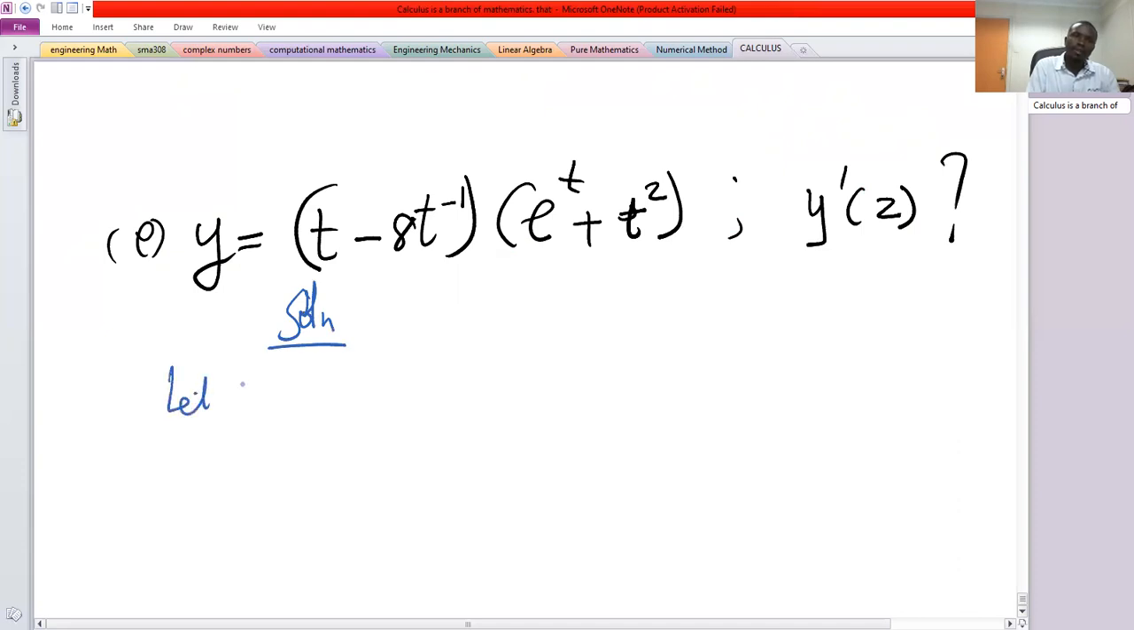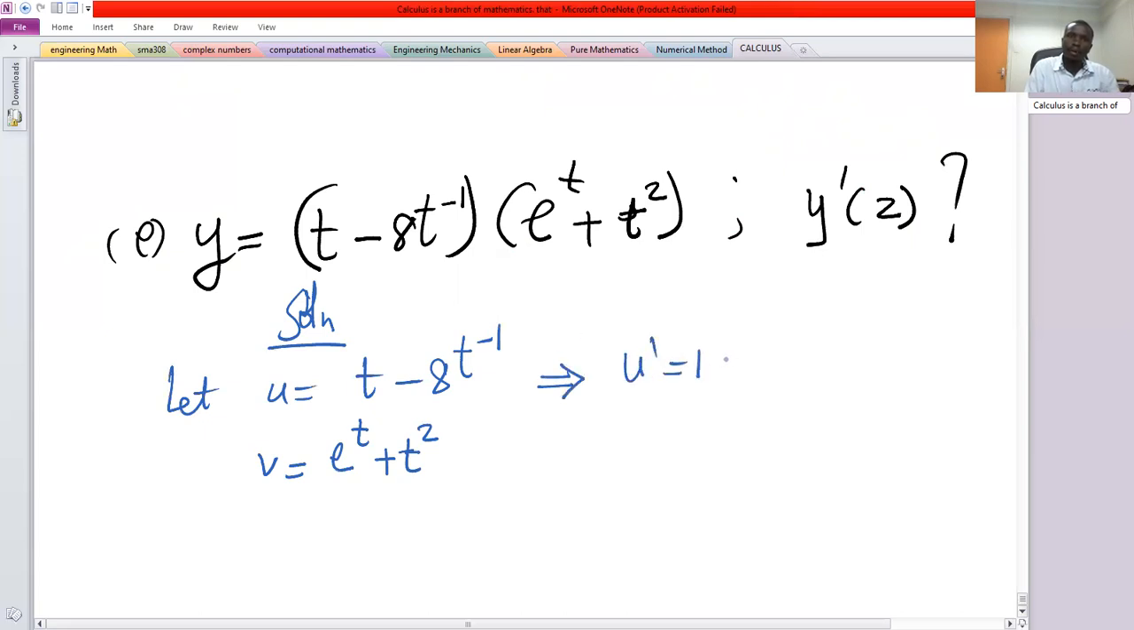Let u be t minus 8 t to the power minus 1, and then v be e raised to power t plus t squared. So this means u prime will be 1 plus 8 t raised to power minus 2, and this means v prime will be e raised to power t plus 2t.